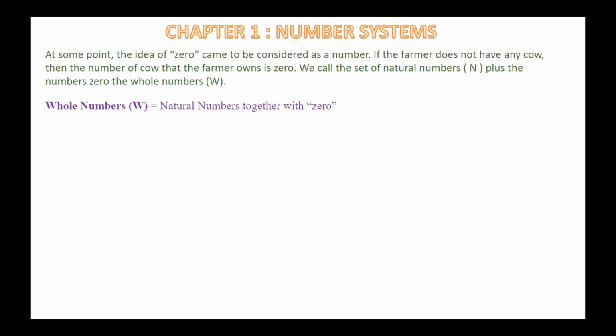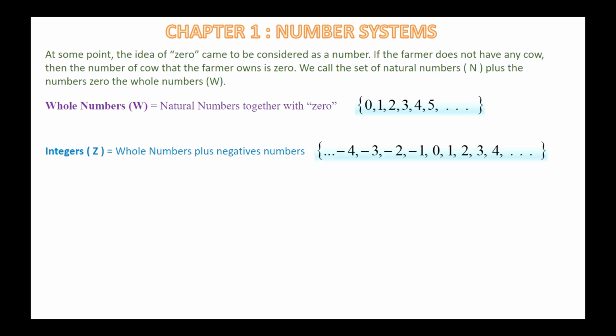Whole numbers, the symbol used is capital W. Is natural numbers together with 0. For example, 0, 1, 2, 3 and so on. Integers, the symbol used is capital Z. Is whole numbers plus negative numbers. For example, -4, -3, -2, -1, 0, 1, 2, 3 and so on.